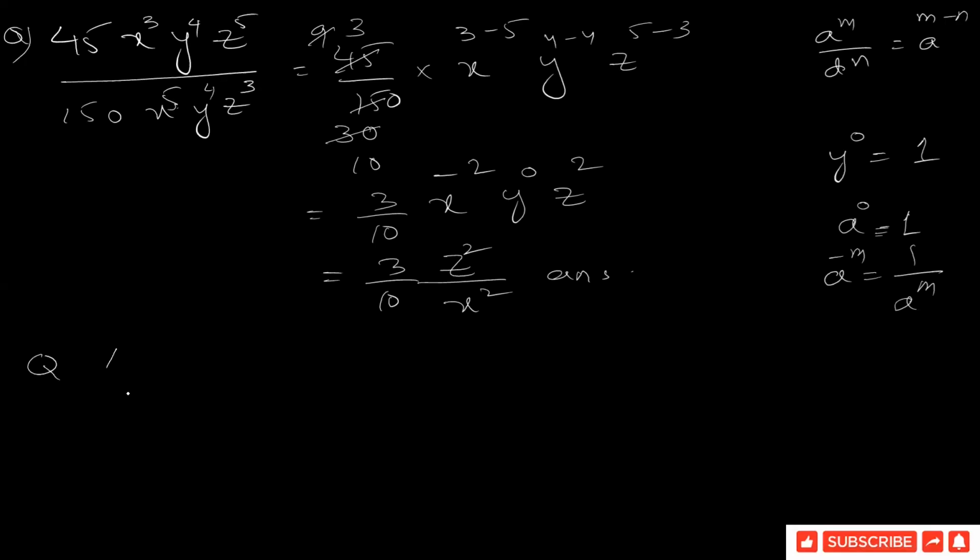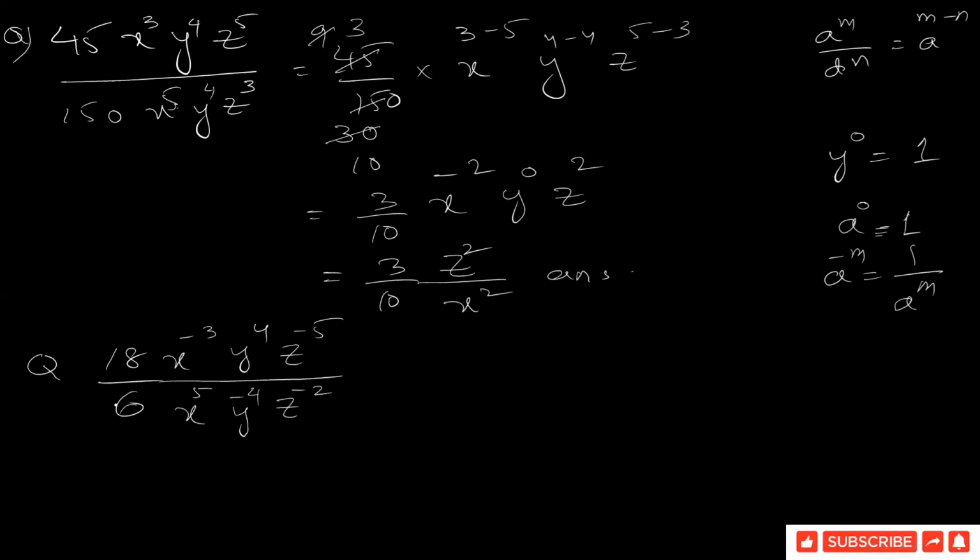Next, 18 upon 6 x power negative 3 y power 4 and z power negative 5, over x power 5, y power negative 4, and z power negative 2. Let's see what happens. This is a little more complex question, but don't be afraid of it, because if we go according to the laws of indices, it will become so easy.